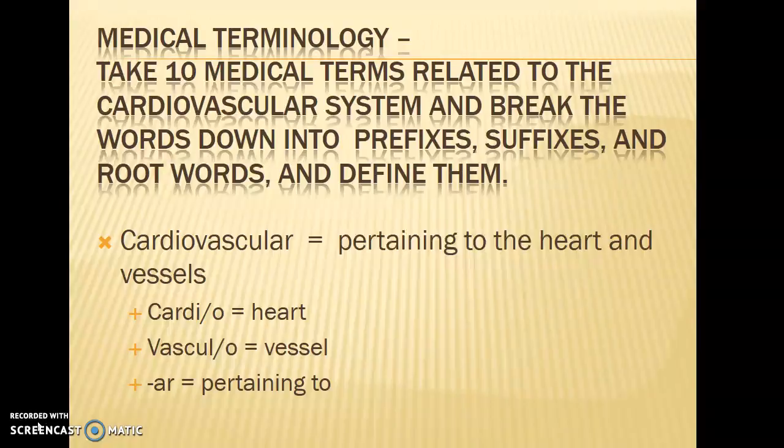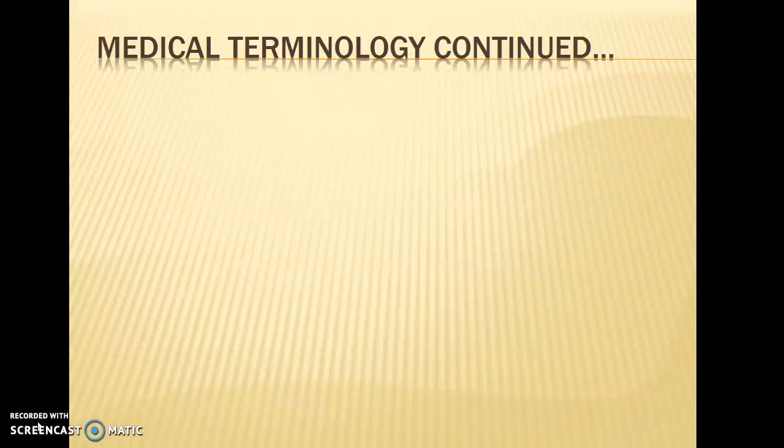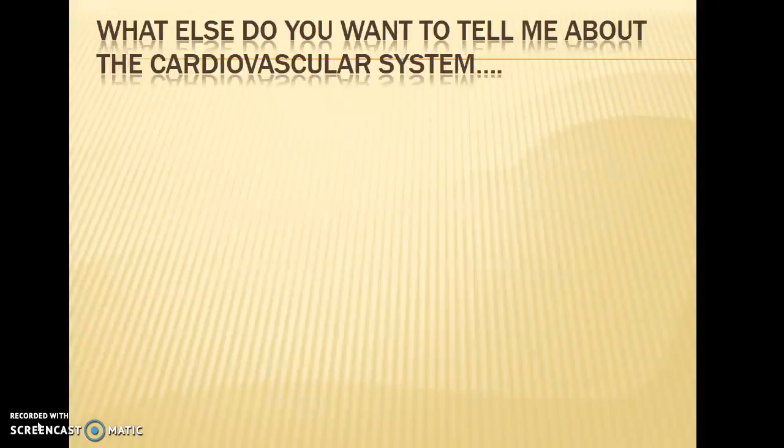The easiest way to do this is in your textbook for this chapter. If you flip through the pages, on either side of the page in the margins are vocabulary words, and they define them and they break them down for you. So this is not a difficult component to complete. And then, is there any other information that you found interesting that you want to tell me about the cardiovascular system?